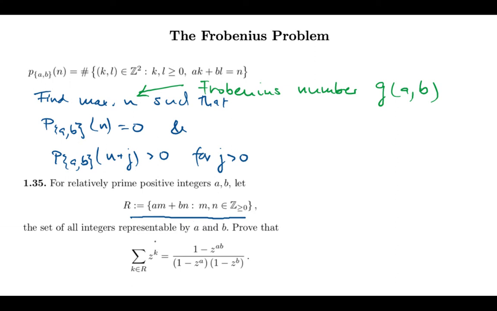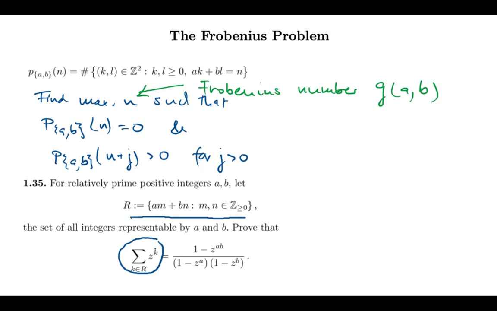So think of this generating function down here as a generating function with coefficients 0 or 1, and the coefficient is 1 precisely if k is in the set R. And what I'm inviting you to do is prove that this is a rational generating function, (1 minus z to the ab) divided by (1 minus z to the a times 1 minus z to the b). And what's kind of nice about this is I claim in this rational function is a lot of the information about the Frobenius problem and other things.